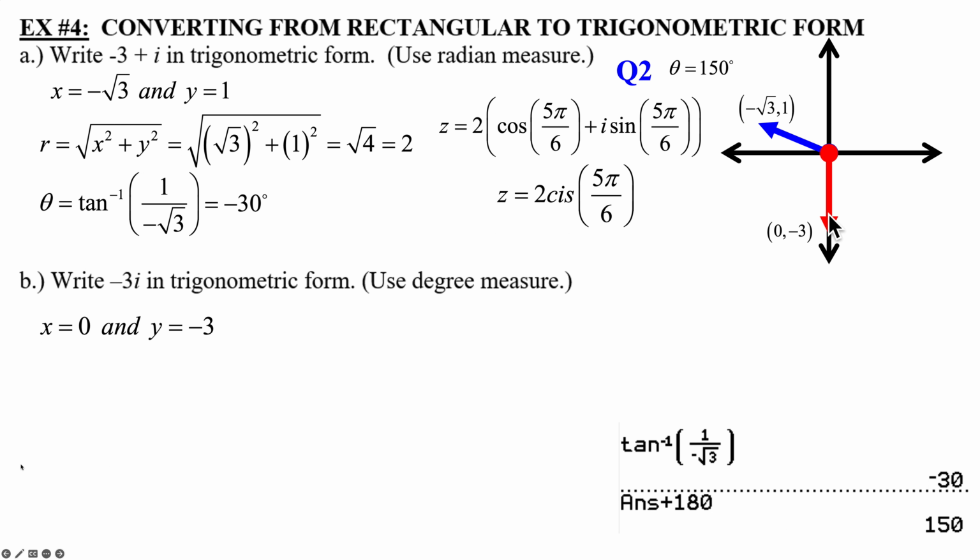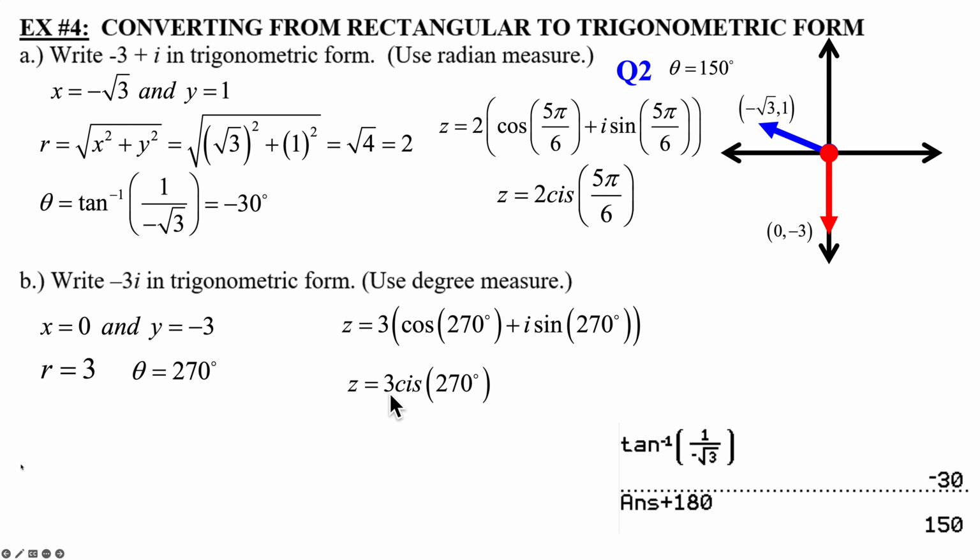My r is the magnitude of this vector. It's 3 units long, so r is 3. And since I'm on the negative y-axis, that's, okay, here's 0, 90, 180, that's 270. Theta is 270. I can go right to writing my trig form. 3 cosine 270 degrees plus i sine of 270. Or, quick and easy, 3 cis 270 degrees for my trigonometric form.